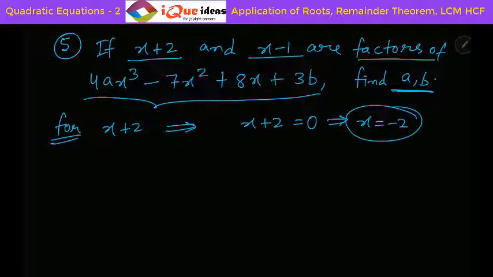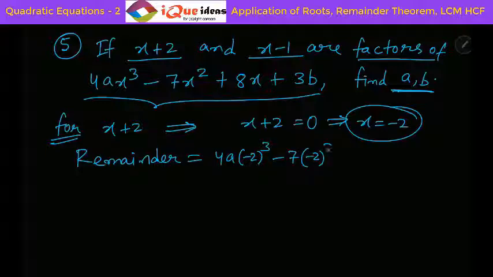Put x equal to minus 2 in the given expression. So the required remainder will be equal to 4a into minus 2 cube minus 7 into minus 2 square plus 8 into minus 2 plus 3b, and the remainder should be equal to 0 because x plus 2 is a factor.